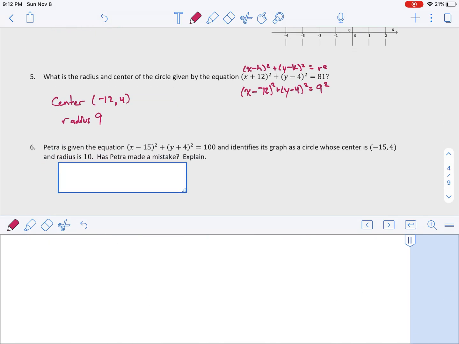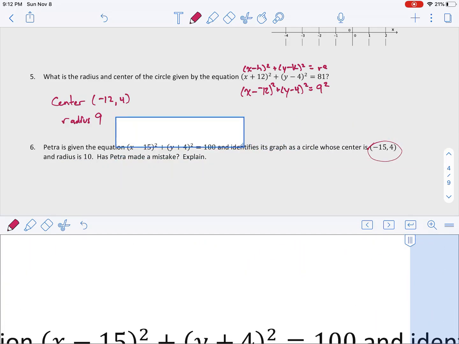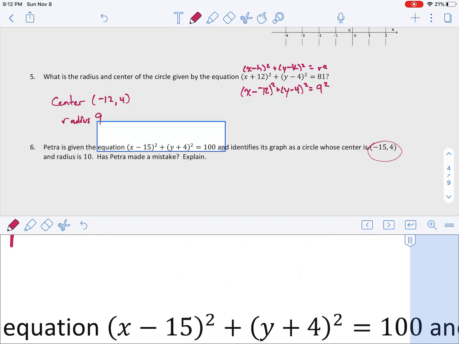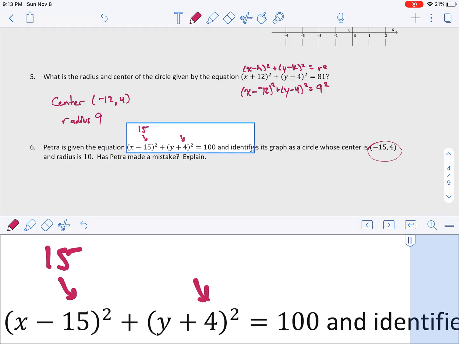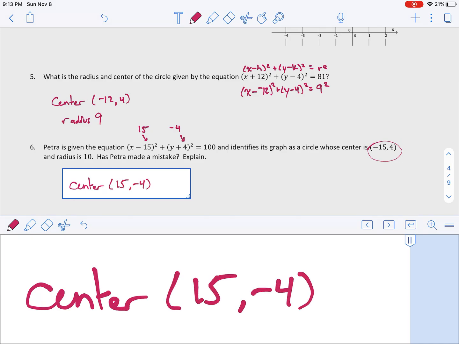Number 6, Petra is given the equation (x - 15)² + (y + 4)² = 100, and identifies its graph as a circle whose center is at (-15, 4), and the radius is 10. So Petra's mistake is at the center of the circle. Because our equation is x minus and y minus by default, this is just a positive 15. The 4 should be a -4. So the center of our circle should be (15, -4).